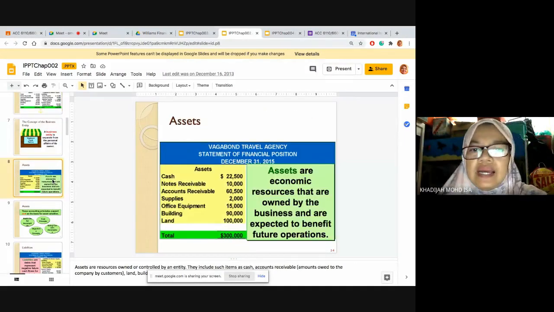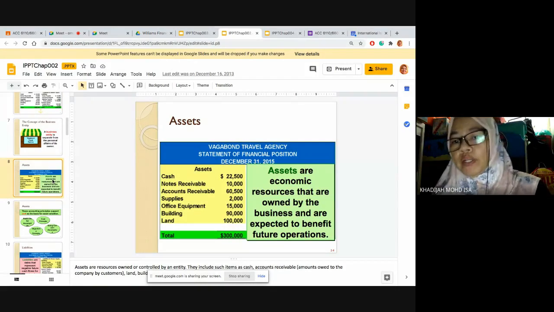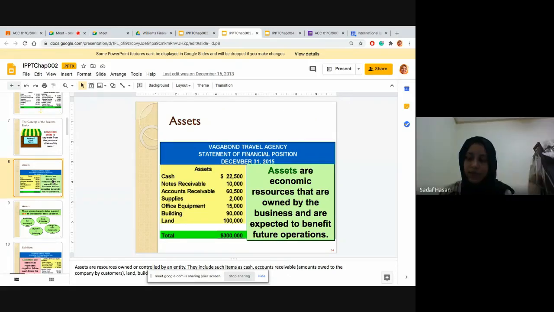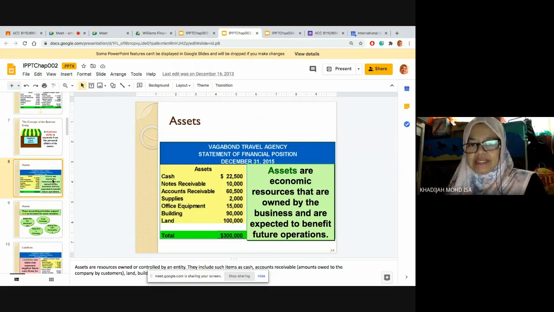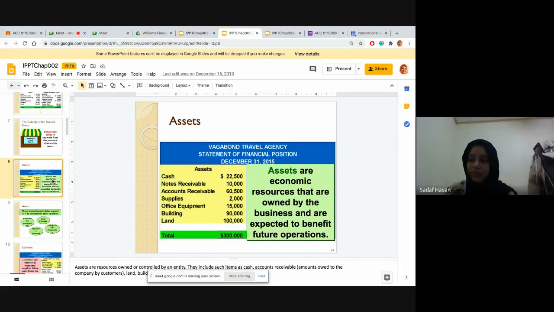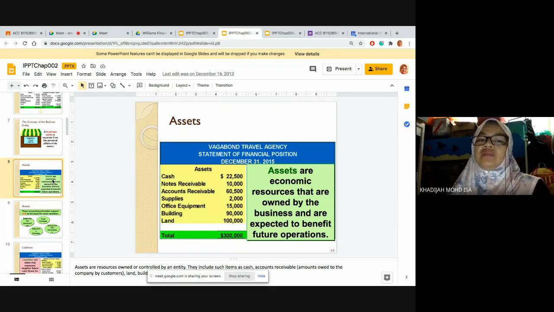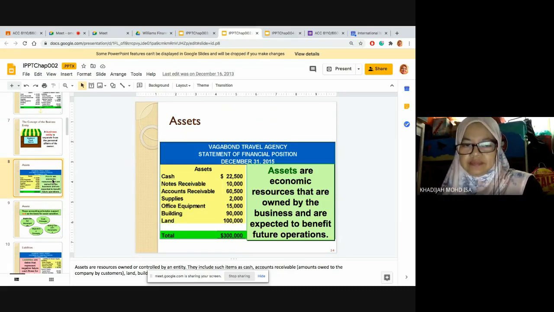Okay, here. Assets are economic resources that are owned by the business and are expected to benefit future operations. You must be the owner. You must own the asset. So if you're talking about a building, if you own the building, then that is your asset. But if the building you use for your business is actually a rented property, that is not your asset. Say transportation, like lorries or cars, whatever. If the motor vehicle is owned by the business, that's an asset. But sometimes you can also have a lease rental.